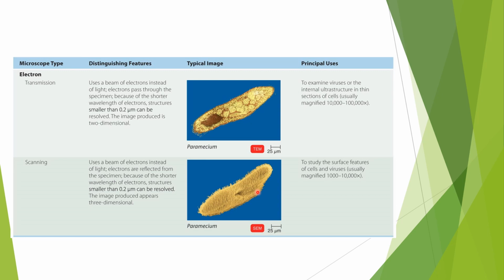Scanning electron microscope, they help you see the features that are outside the cell. So see right here how you can see, for example, a bunch of cilia located on this specimen right here. So they're pretty good to help you study those surface features.